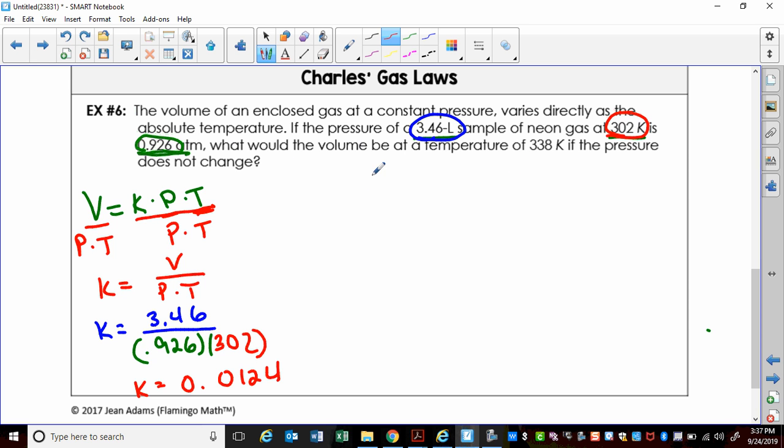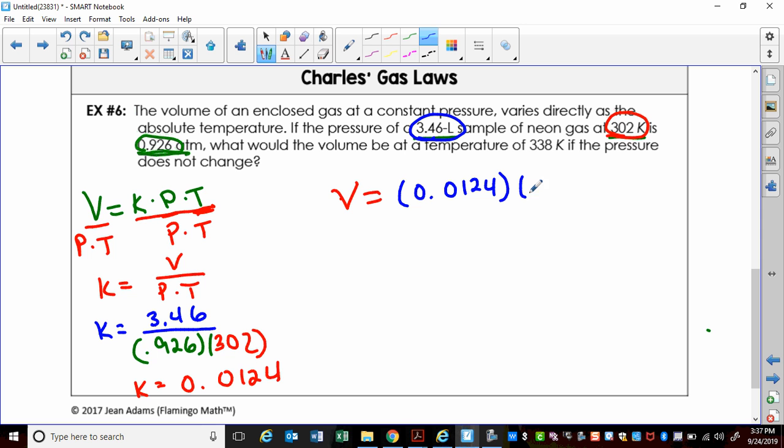All right, now they're going to ask us something. What would the volume be? So we're asked to find the volume. I don't know the volume. V equals, at a temperature of 338 Kelvin, okay? Oh, I don't have a fraction anymore, so 338 Kelvin. I know my K. My K is 0.0124. And it says if the pressure does not change, so my pressure is going to be the same.